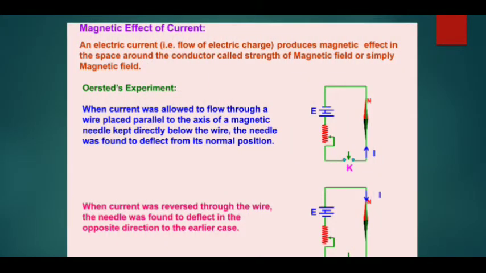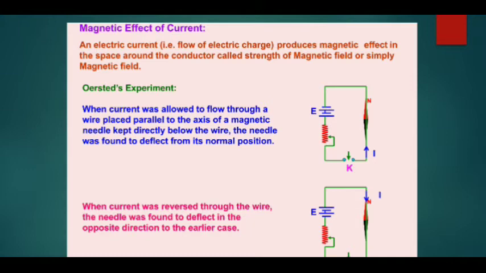See that magnetic effect of current. What is that magnetic effect of current? An electric current produces a magnetic effect in the space around the conductor, called the strength of magnetic field, or simply we call it magnetic field. So this effect was explained by Oersted's experiment. Oersted is a scientist, and he explained the magnetic effect of current through an experiment.